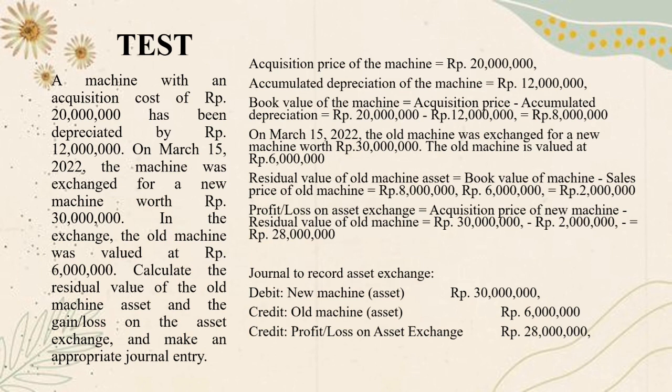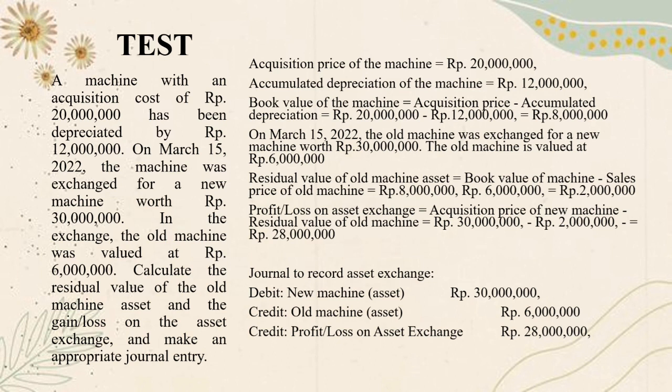So the residual value of old machine asset is the book value of machine minus sales price of old machine. That is 8 million minus 6 million, the result is 2 million. And profit or loss on assets exchange equals acquisition price of new machine minus residual value of old machine. The result is 28 million.